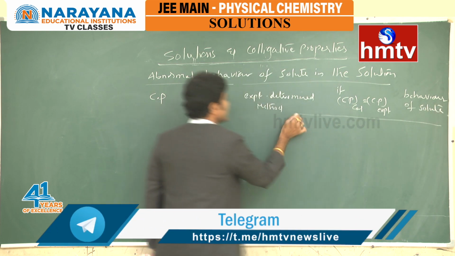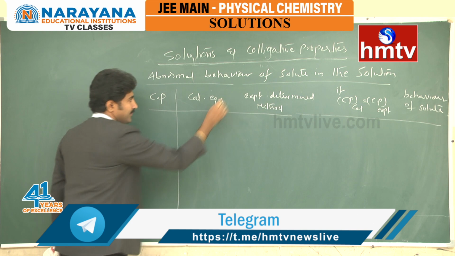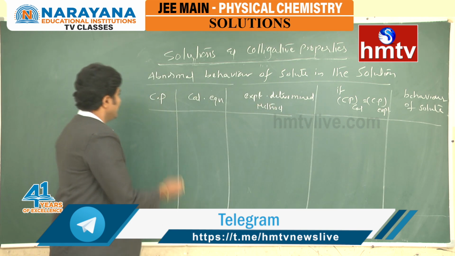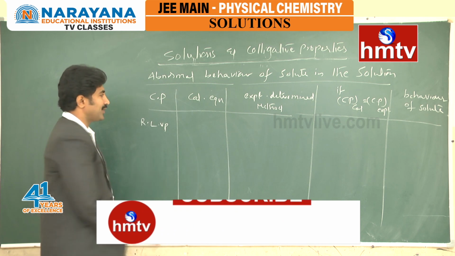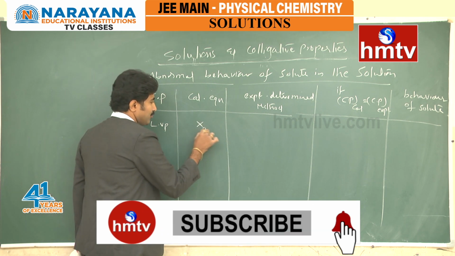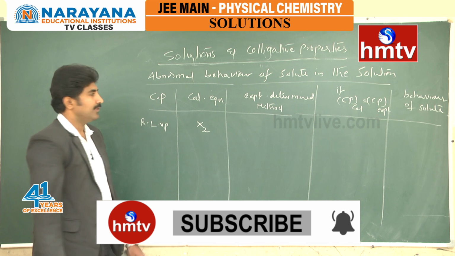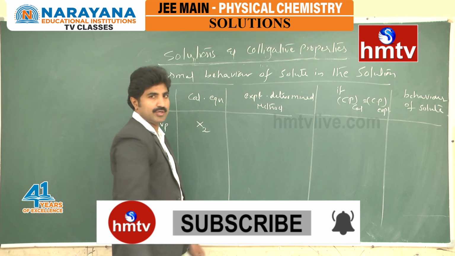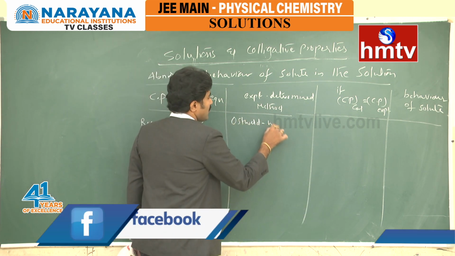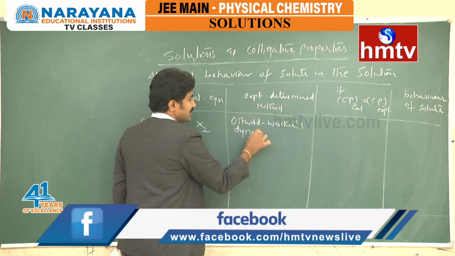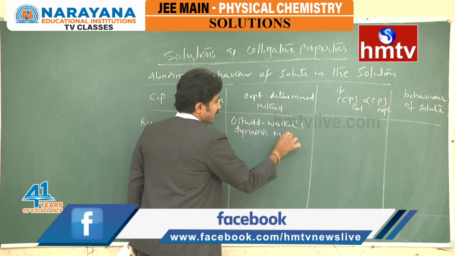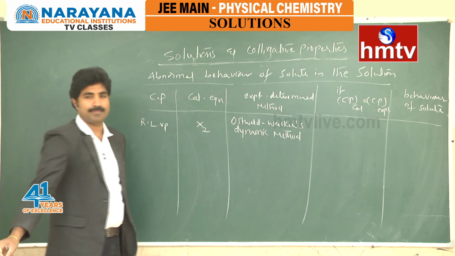Based on this we can understand. We know relative lowering in vapor pressure is a colligative property. What is its calculated equation? Only the mole fraction of the solute. But experimentally, how do you get this? It is by Ostwald-Walker's dynamic method. By using this method, we get the relative lowering in vapor pressure experimentally.